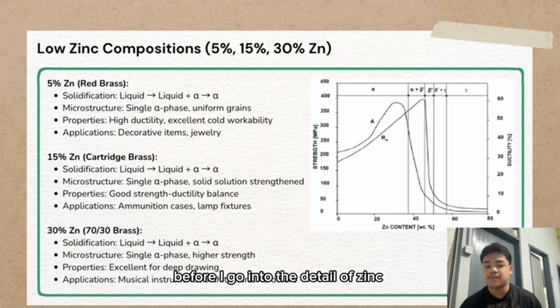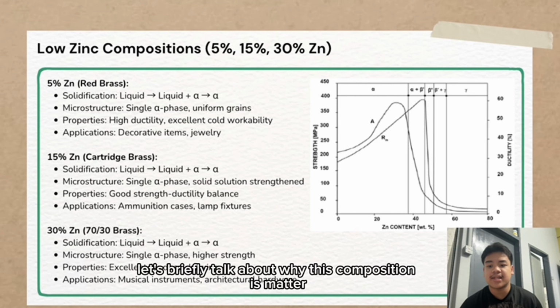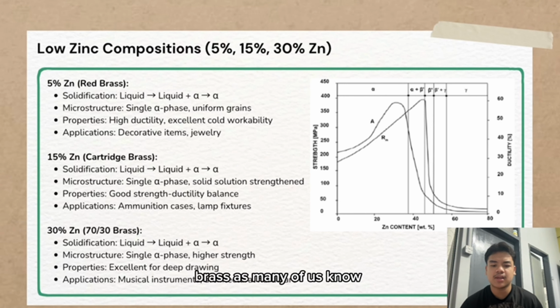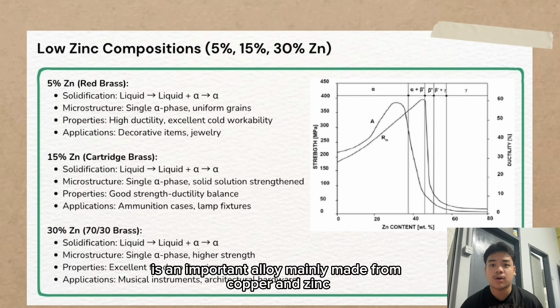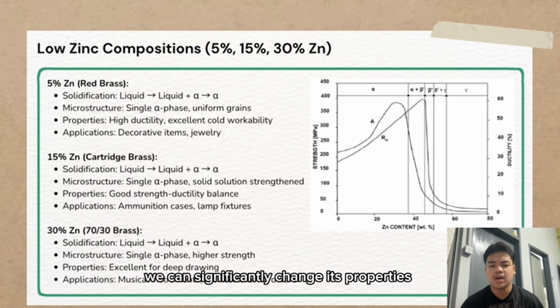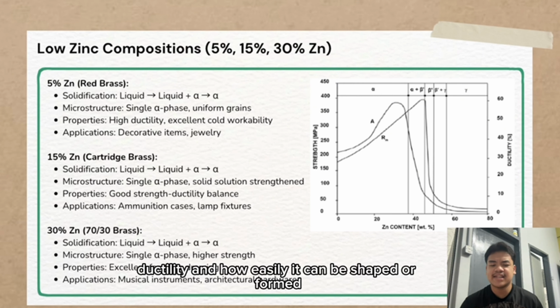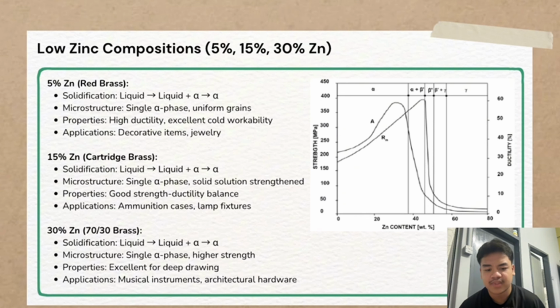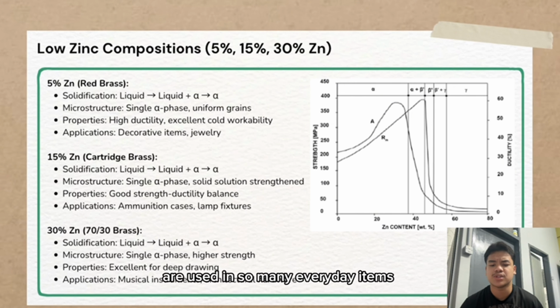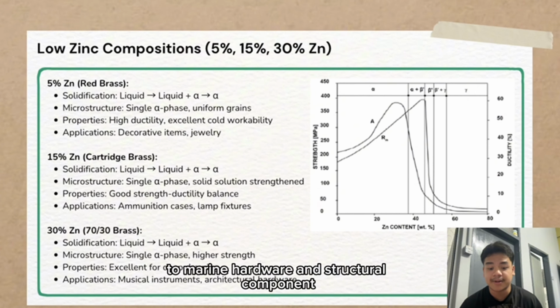Before I go into the detail of zinc composition in brass, let's briefly talk about why this composition matters. Brass, as many of us know, is an important alloy mainly made from copper and zinc. By adjusting the amount of zinc, we can significantly change its properties like strength, ductility, and how easily it can be shaped or formed. This is why different types of brass are used in so many everyday items, from jewelry and musical instruments to marine hardware and structural components.